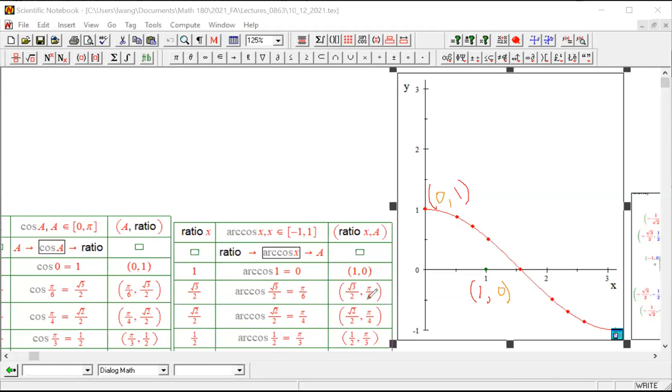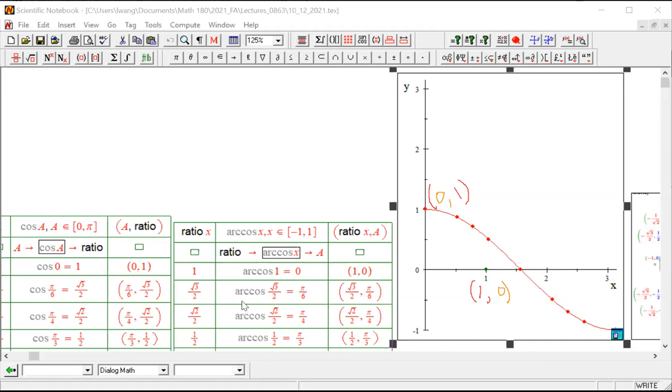√3/2, pi over 6, right? It used to be pi over 6, the input, the output is ratio. Now we swapped. Remember that swap? That swap causes domain range swap. It also caused every point and their meaning and their position swapped, okay? So that swap implicates so many things. So let's look at the next point.